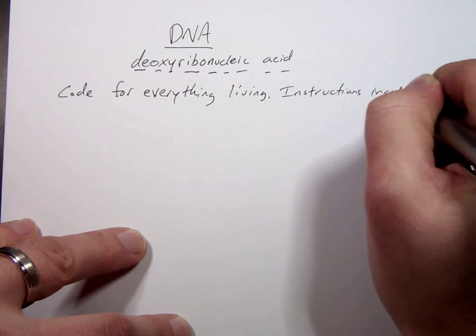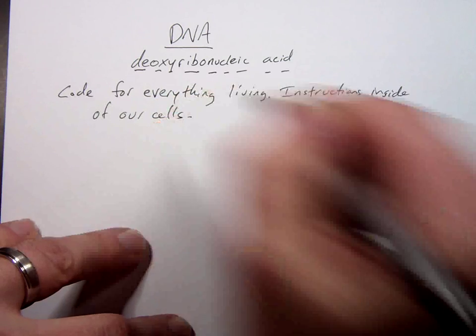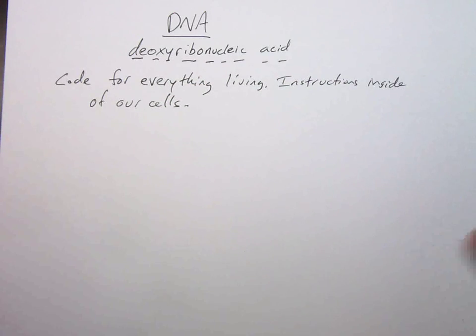inside of our cells. Basically, the DNA tells our cells what to do. It's got all the code and all the instructions for everything that a cell needs to do. And that's what it is. It's got a really long name because its molecular structure is kind of complicated.